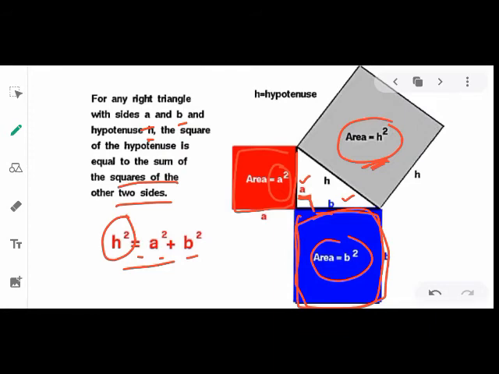The Pythagoras theorem tells us that if we want to find the sides of a right angle triangle, then the sum of the squares of the two sides will be equal to the square of the greatest side.